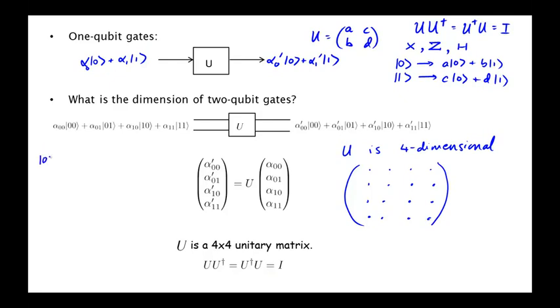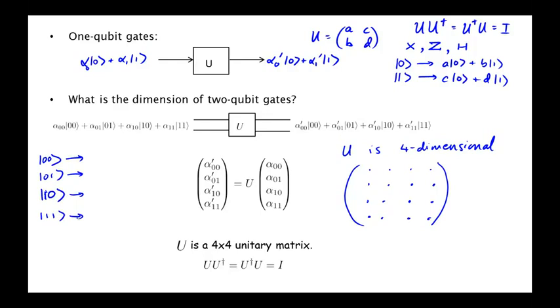And once again, you can specify the action of U by just saying, how does it map 0 0? How does it map 0 1? etc. How does it map 1 1? So if you say how does it map each of these 4 states, then you have specified U as well.